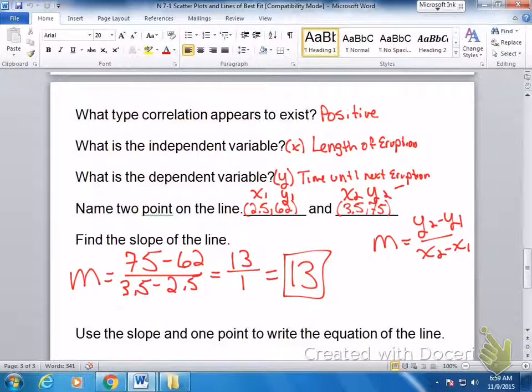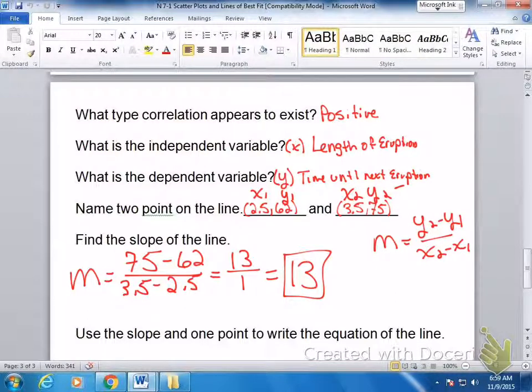All right, guys, so the next page just has a few questions on it. It says, what type of correlation appears to exist? Well, it was going up and to the right, so that was like a positive slope, so that was a positive correlation. It says, what's the independent variable? Well, independent variables are the x variables. So if we look at our x column, it looks like it was the length of the eruption.